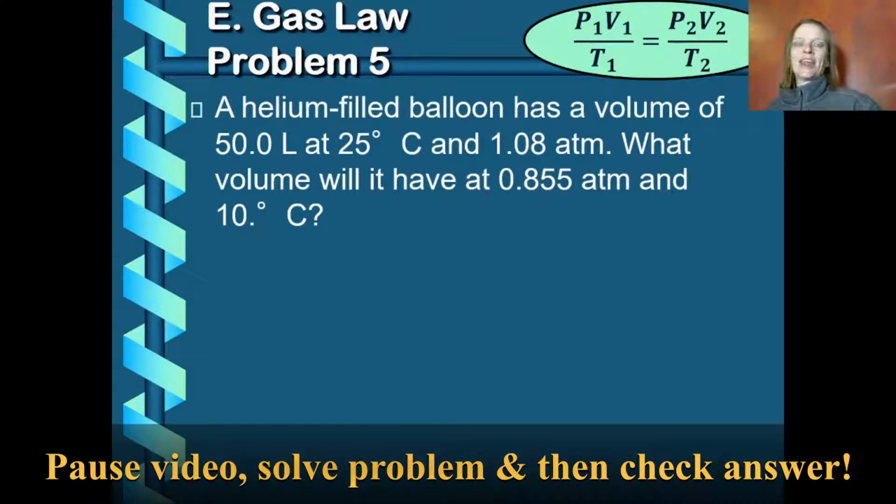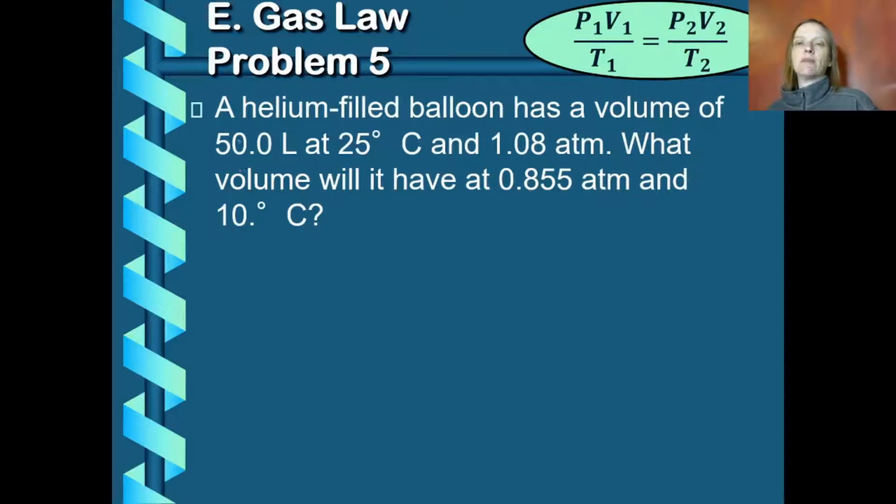Let's do another example. A helium-filled balloon has a volume of 50 liters at 25 degrees Celsius and 1.08 atmospheres of pressure. So I've got a volume, a temperature, which is the same as 298 Kelvin, and 1.08 atmospheres of pressure. So here I'm given three factors, a volume, a temperature, and a pressure. What volume will the balloon have at, so that's my unknown, V2, I don't know, but I do know that P2 is 0.855 atmospheres, and I know that my T2 is 283 Kelvin.